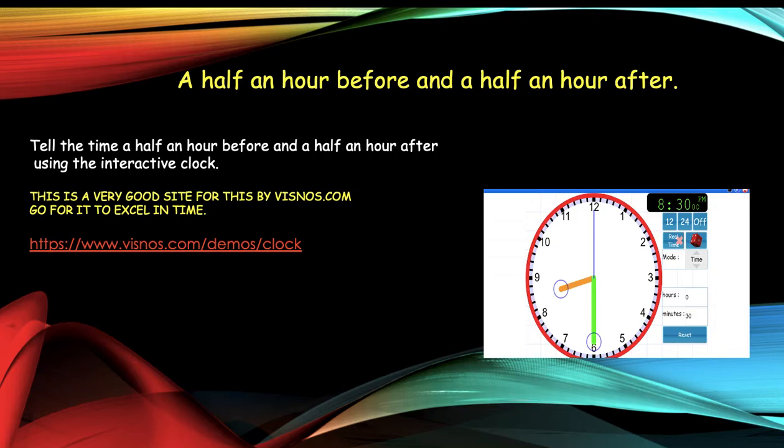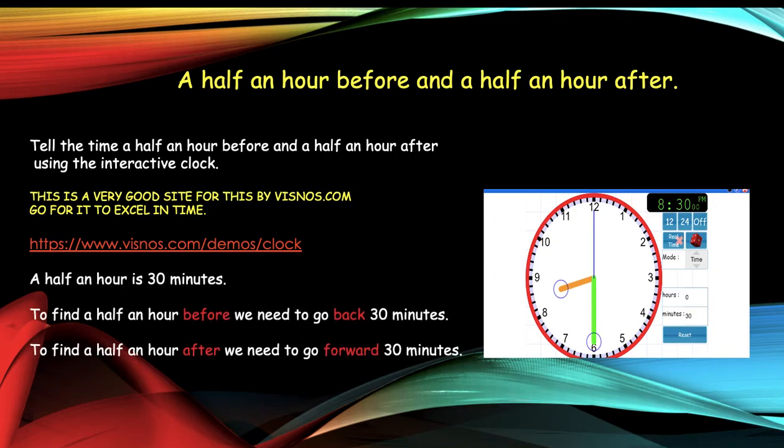This is somewhat how it looks. Now, half an hour is 30 minutes. You should be aware of this. To find a half an hour before, we need to go 30 minutes back.